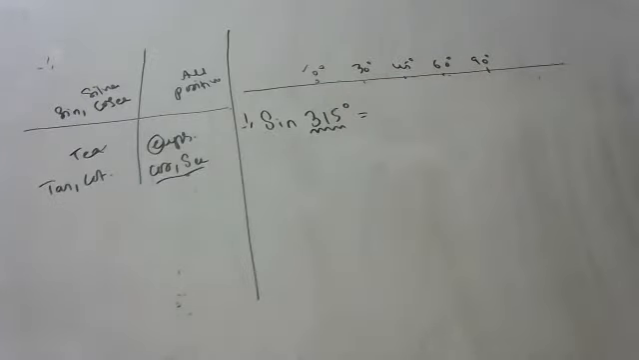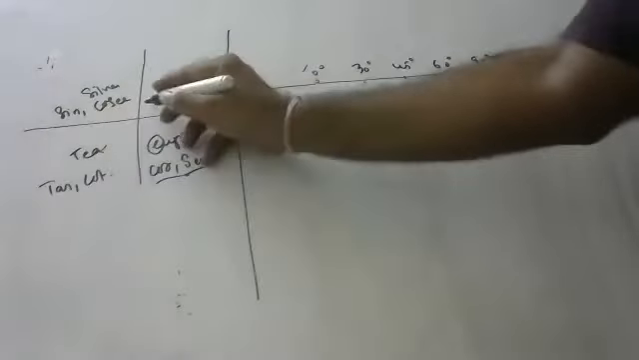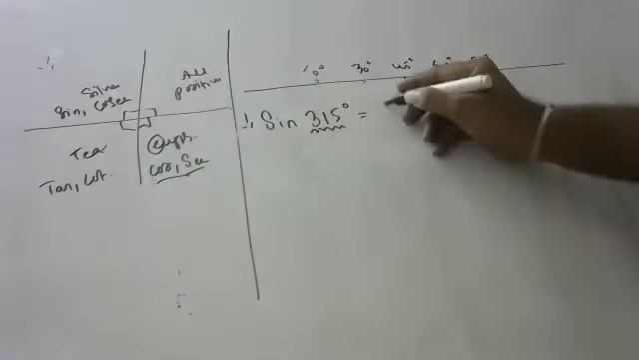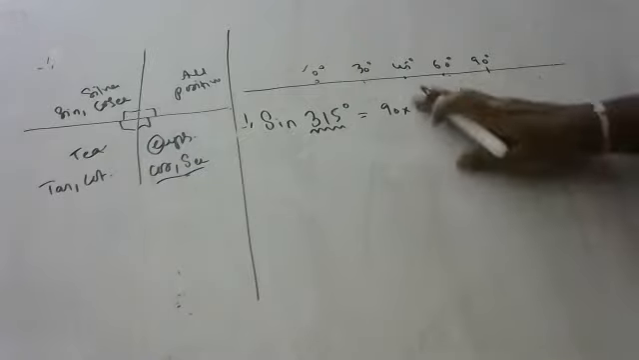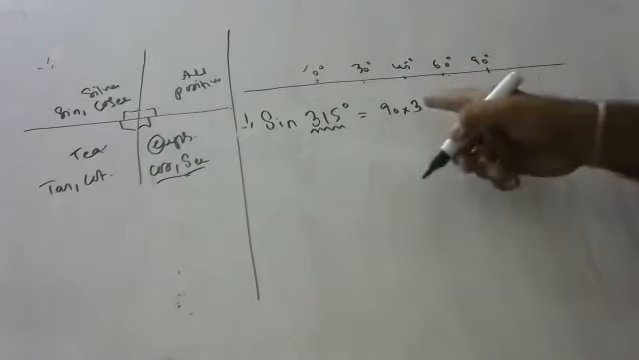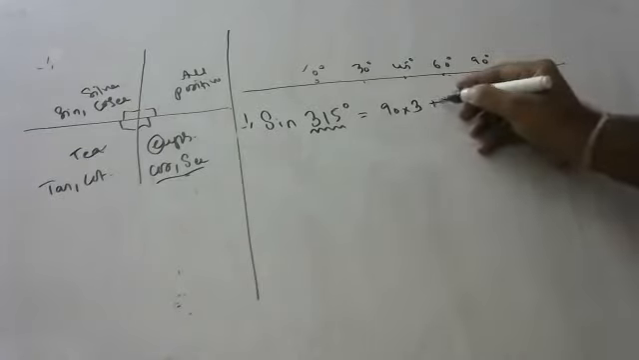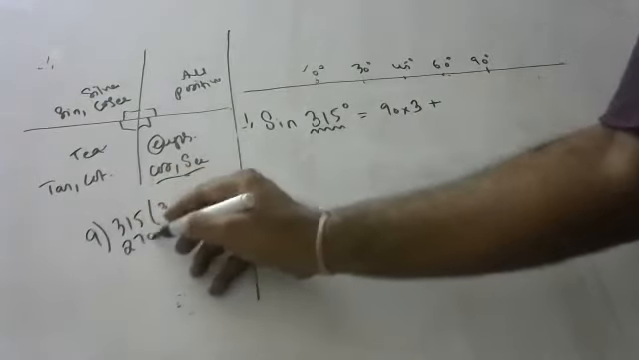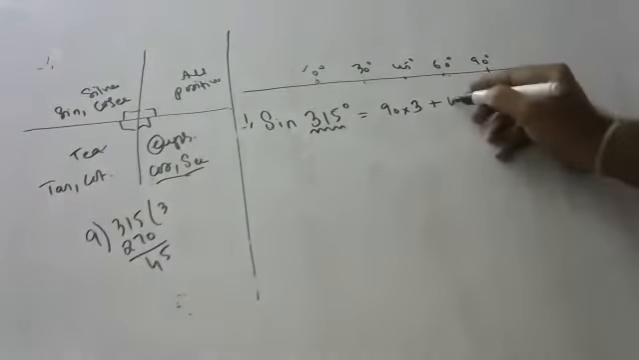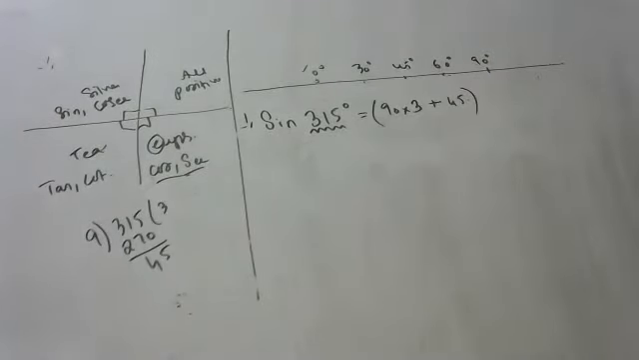Always divide the angle with 90, children. Why 90? Because there are 4 quadrants, and each one is 90 degrees only. So 90 into 2 is 180, and 90 into 3 is 270. After 270, you have to divide like this and check. If you have confusion, 90 into 3 is 270, and 45 is left over. So you should write 270 plus 45.